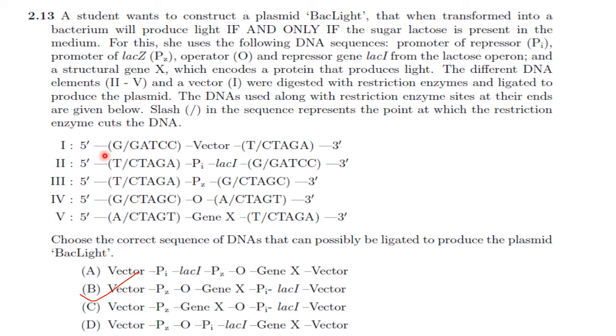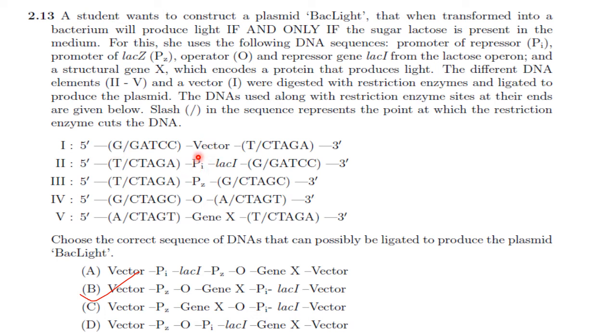So the first one is the vector sequence, that is at 5' end you have GGATCC and at 3' end you have TCTAGA. Now TCTAGA occurs at the 5' end of 2 DNA elements, that is second and third. So from this we have to choose the next which will be ligated to the vector. After the vector, if you take pI LacI, then the other ending sequence will be GGATCC. That will get ligated to vector backbone at the 5' end, and the plasmid will be completed.